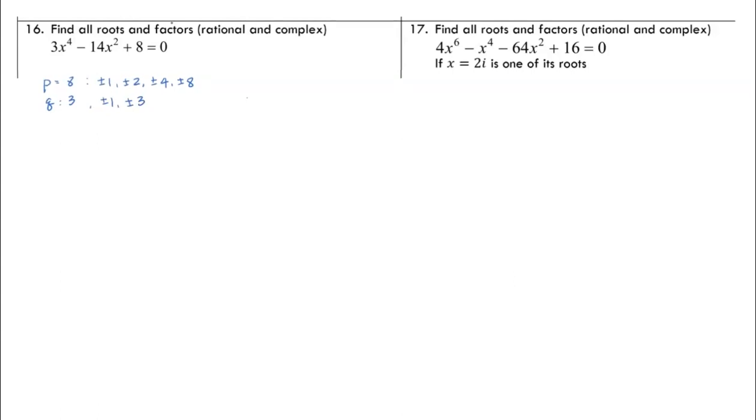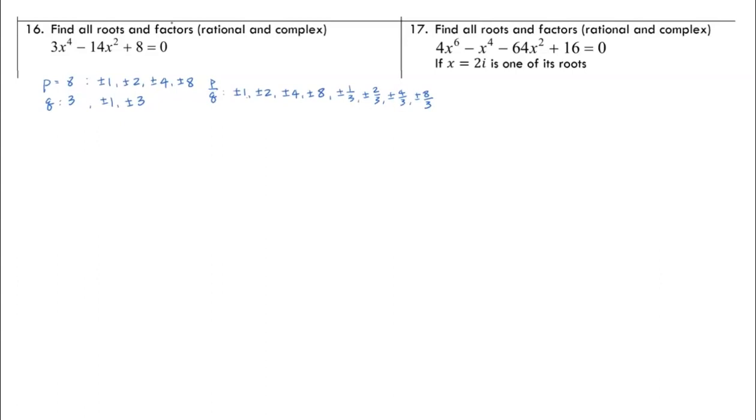Okay. Now I am going to do P over Q. Tells me it's plus or minus 1, plus or minus 2, plus or minus 4, plus or minus 8. And then P over Q, denominator, make it 3: plus or minus 1/3, plus or minus 2/3, plus or minus 4/3, and plus or minus 8/3.